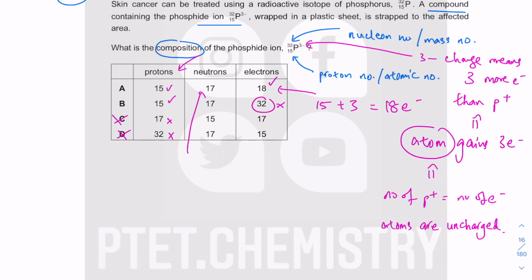The neutrons, on the other hand, will be the difference between the nucleon number and the proton number. Based on what I just said earlier, the nucleon number tells you the number of protons and neutrons in the nucleus of an atom. So 32 minus 15 gives you 17. So A is the only possible answer there, and not B, because I checked the electrons before I checked the neutrons.